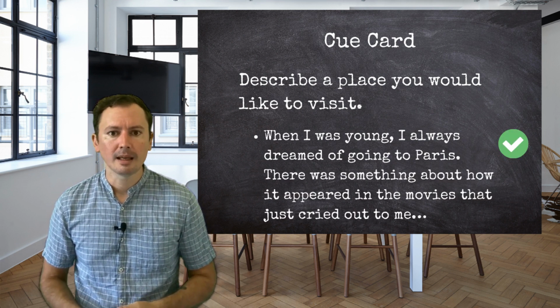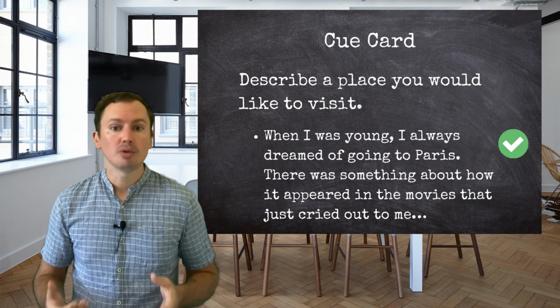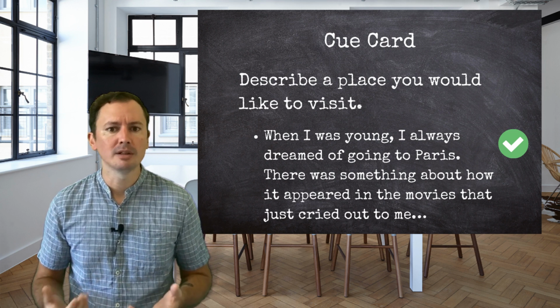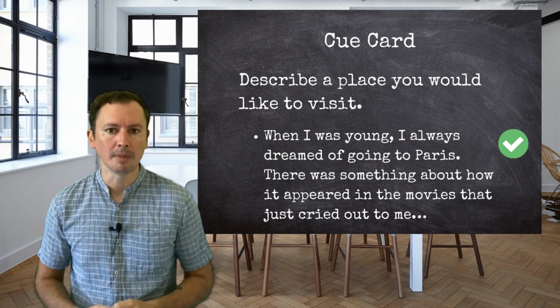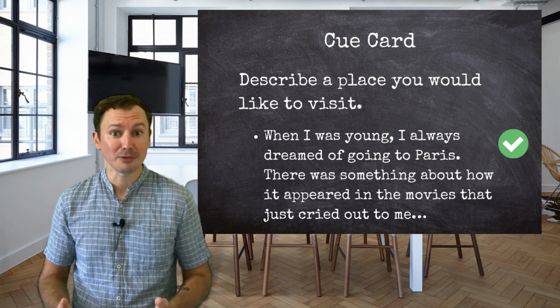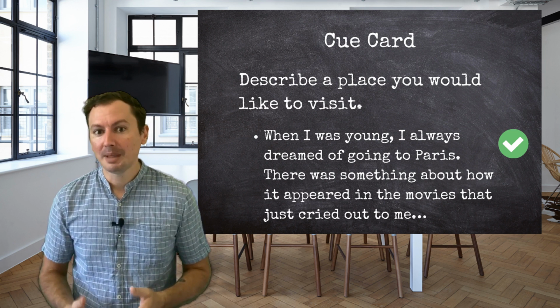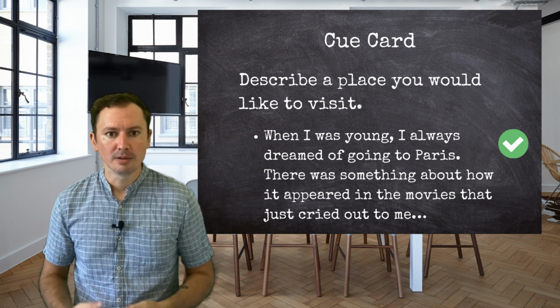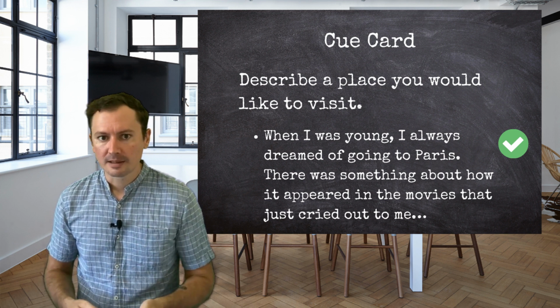Instead, say something like, "When I was young, I always dreamed of going to Paris. There was just something special about how it appeared in the movies that just cried out to me." It's totally different, right? The examiner will be engaged in what you're saying, and your brain will naturally take you to the next point and the next. You still have to think about words and grammar, but the ideas will come much more easily, and you will have a better chance of a good score for fluency.